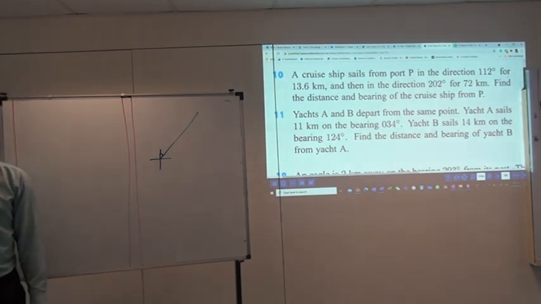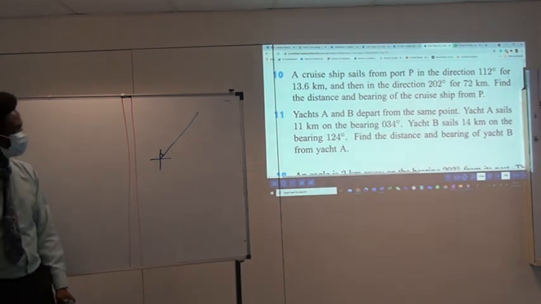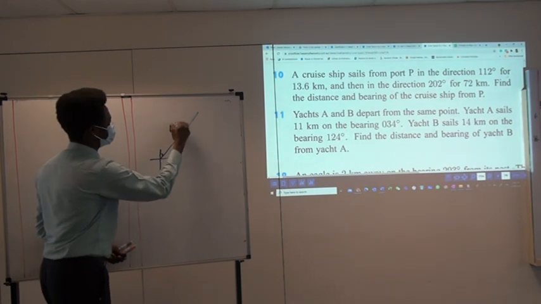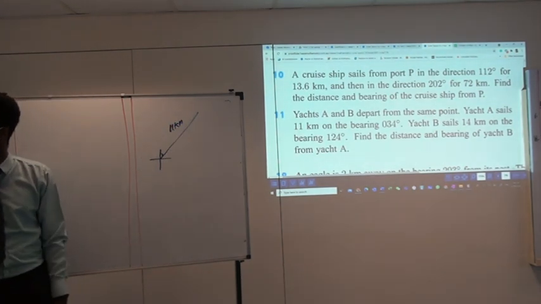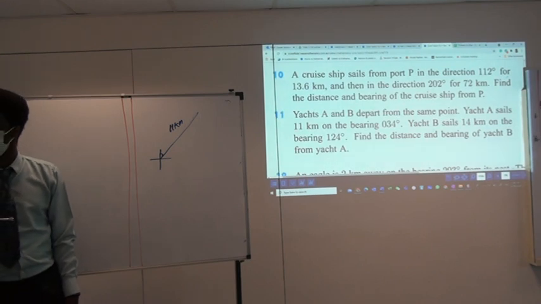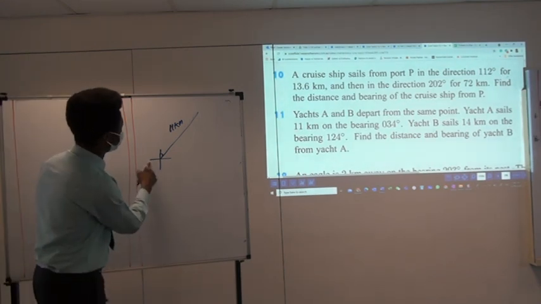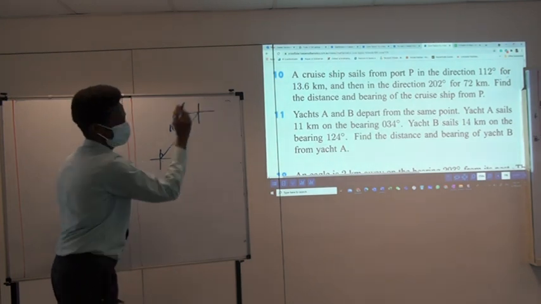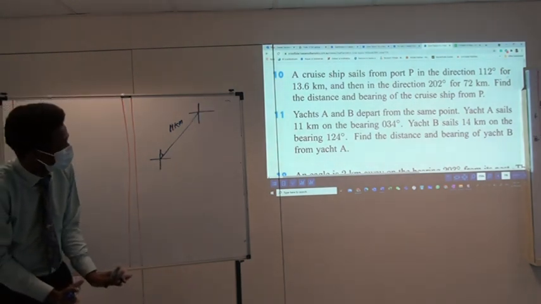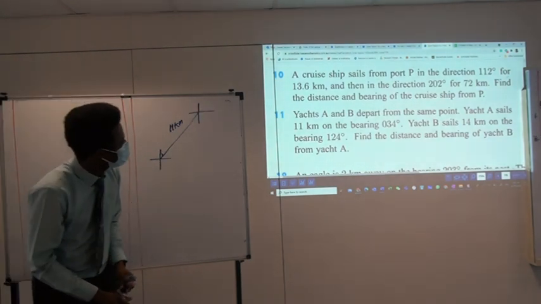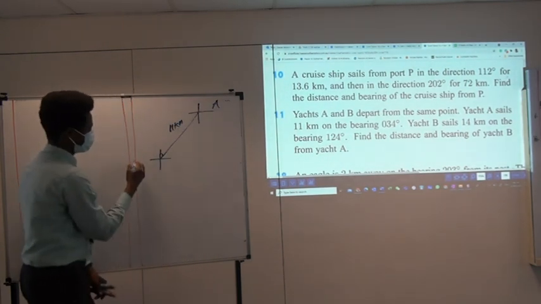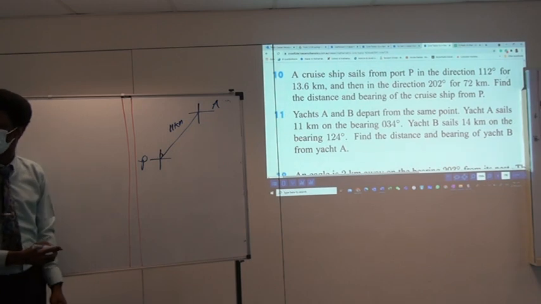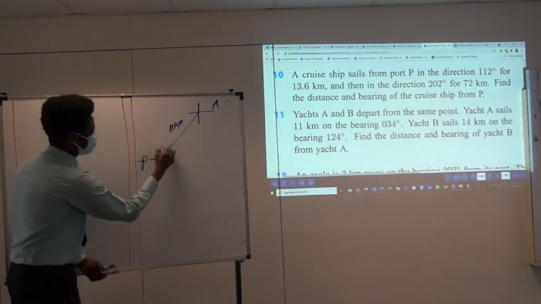Mine look like half of it. Right? 11 kilometers. And also, your 11 kilometers shouldn't be longer than maybe 50 kilometers in the picture. Understand? Now, yacht A starts from here. Yacht A is now here. I don't know which one to call A first, so let's just see. Yacht B also starts from here. So basically, A is here now. So this is the port. Maybe I call it P. And this is 034 degrees.